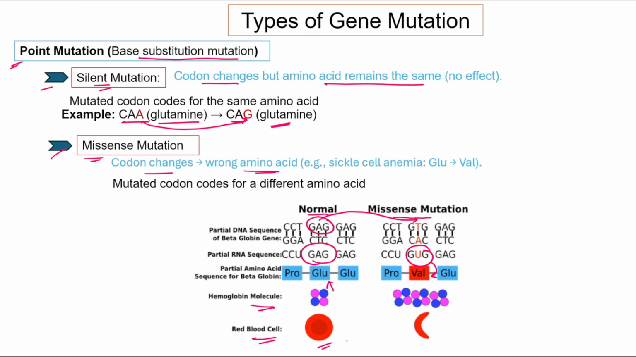that affects the structure of the red blood cell. The red blood cell is changed. And this disease is called sickle cell anemia, where glutamate changes into valine. And this mutation is called missense mutation.